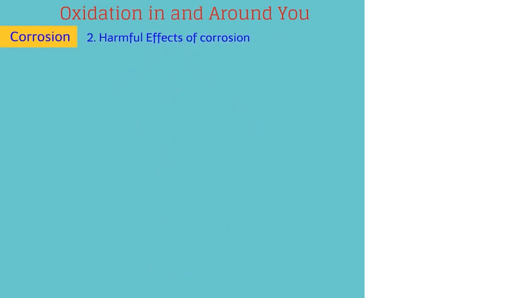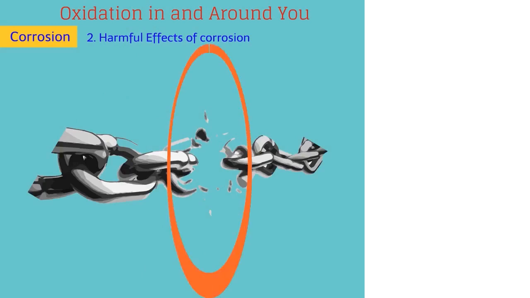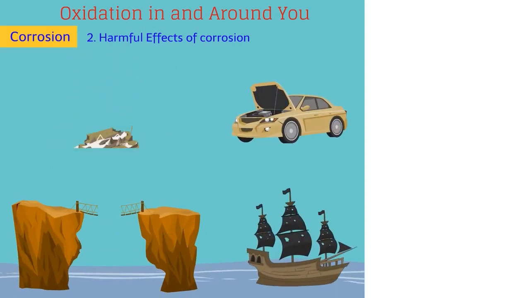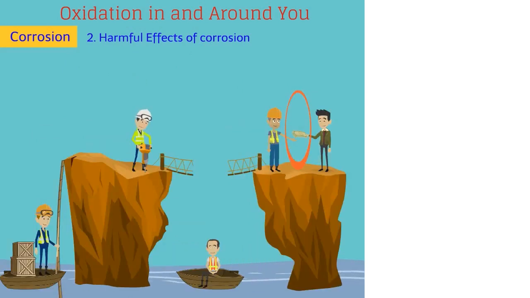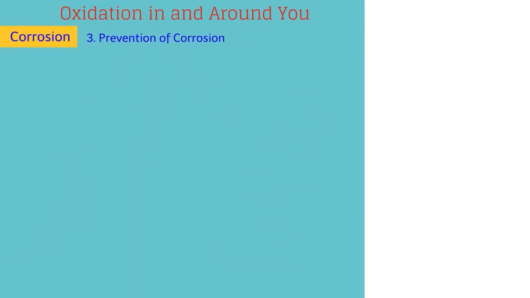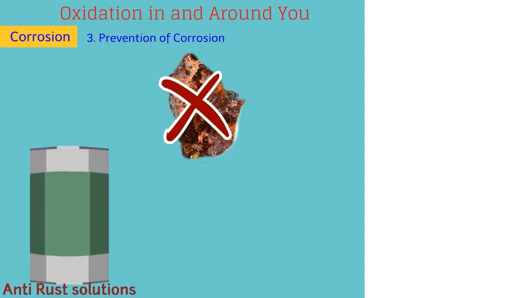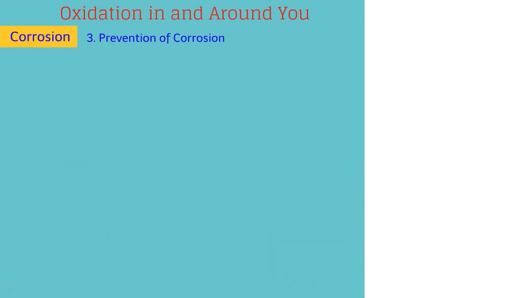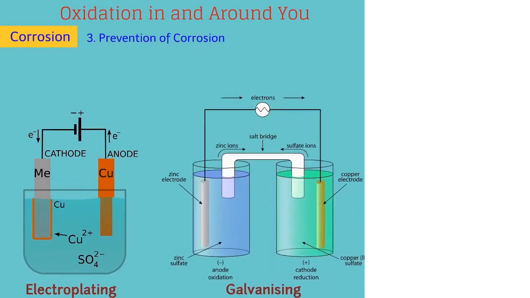Harmful effects of corrosion. It can reduce the life of the things. It can damage buildings, bridges, automobiles, ships, and things made of metal. It leads to additional money investment for repair work. Prevention of corrosion. Corrosion can be prevented by use of anti-rust solutions and painting. Use of techniques such as electroplating and galvanizing can also prevent corrosion.